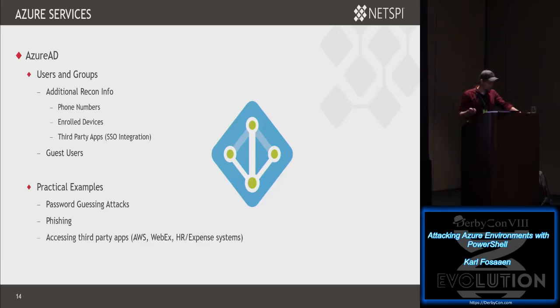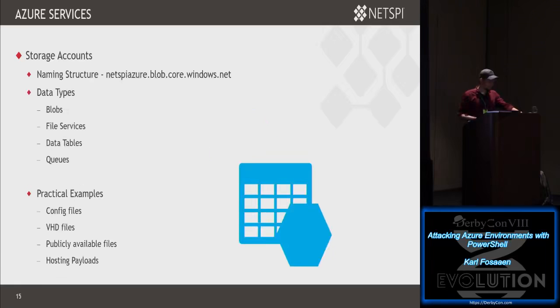So I think we talked through most of the practical examples here. I think the one thing I didn't touch on was phishing. So enumerating all of those users and getting the additional email addresses, you've got a nice base for phishing, but pretty much talked about anything else.